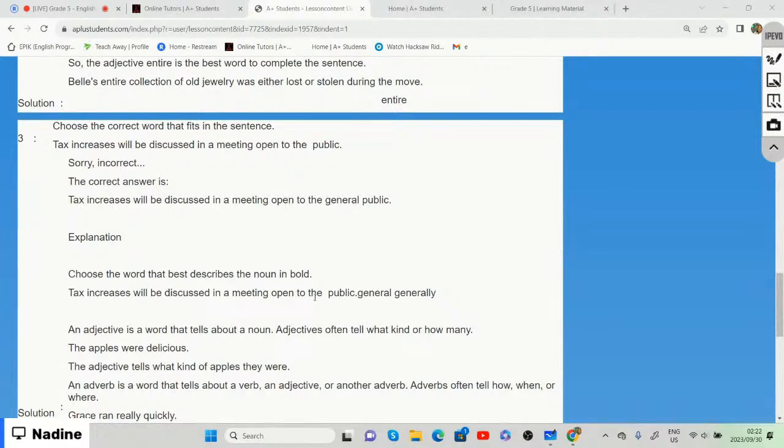All right, so we can then say the general public. It is the general public because generally is an adverb. So tax increases will be discussed in a meeting open to the general public. General is the adjective that tells us it's open to the general public. Generally is our adverb and general is our adjective.